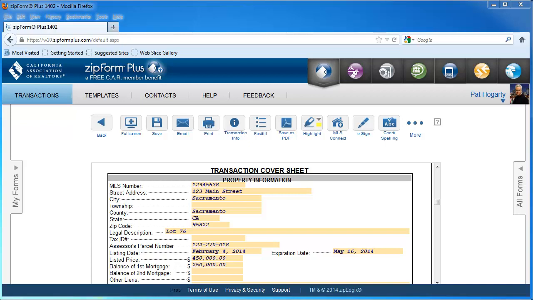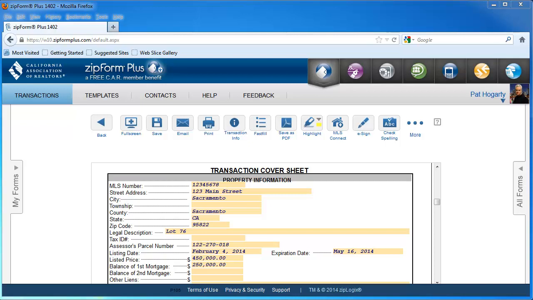In this tutorial, what I want to do is cover the process of entering information about the buyer's side of the transaction. And please keep in mind that you can start these forms. In our particular case, I'm having you do the listing side and the buyer's side, or you want to call it the seller's side and the buyer's side.